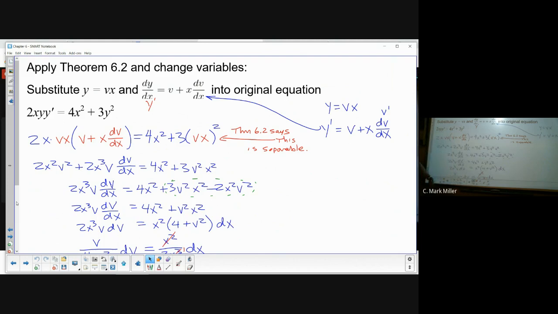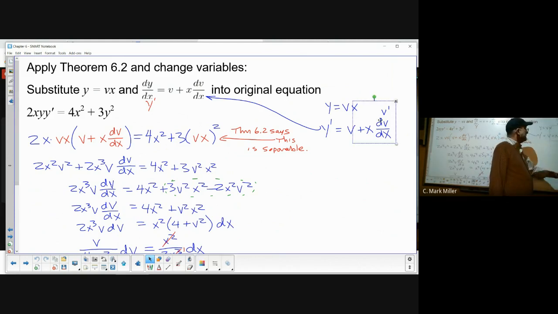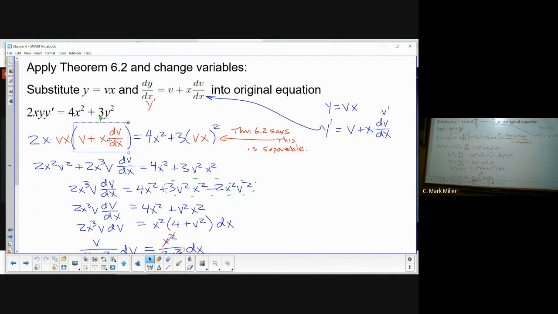Okay. Then I have a y prime, and for the y prime, this is the derivative of that. You've got to remember that both v and x are functions of x. So the derivative of y equals vx isn't just v. It's first the product rule: first times the derivative of the second gives you v, plus the second times the derivative of the first gives you x. The derivative of the first is dv/dx. All right? And so that gets plugged in right here. Then you have a boatload of algebra.